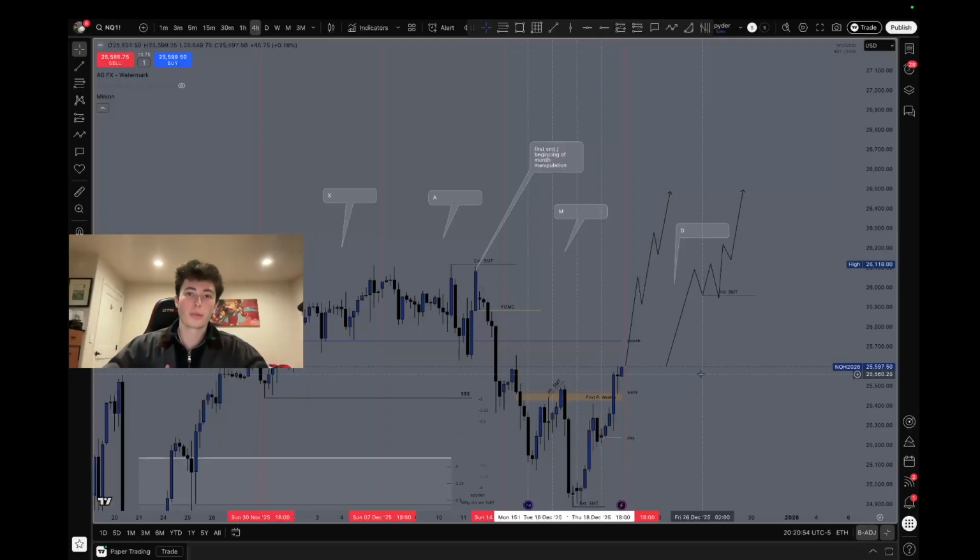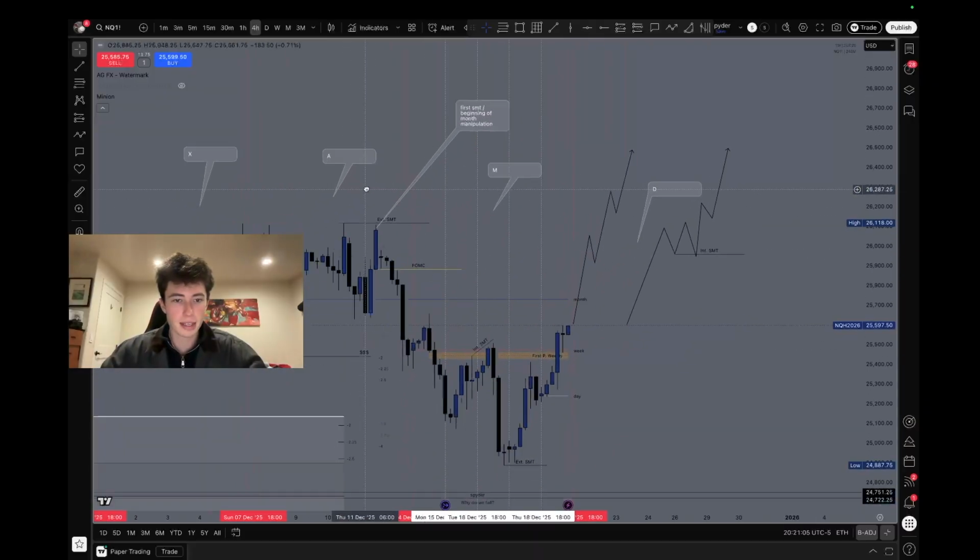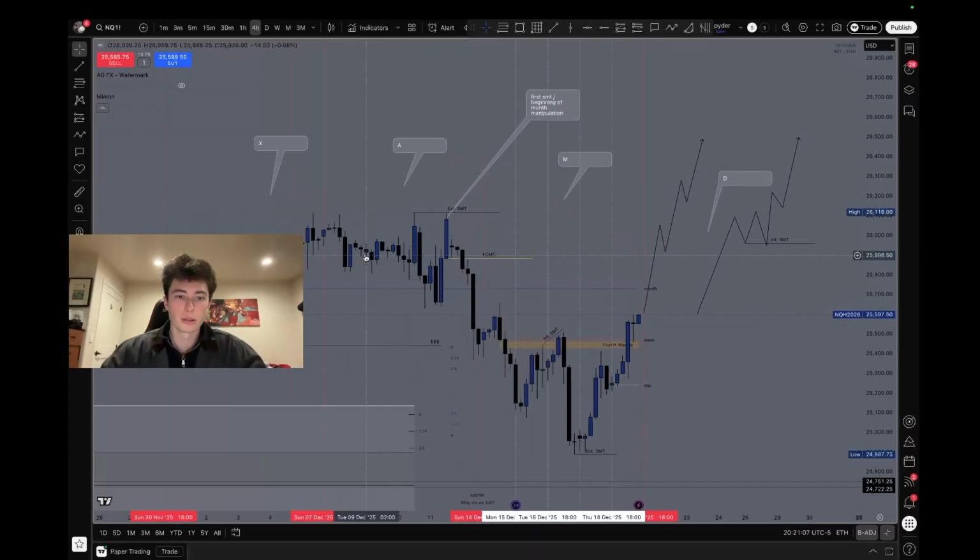And that's important because we know one thing for sure: news is always manipulation or distribution. In this case, it was manipulation. This was accumulation, manipulation, distribution on the week. That's the weekly profile. It went, oh, manipulation confirmed by the SMT, continue lower.